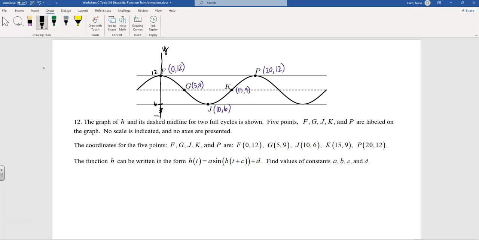I'm going to put the x-axis down here along the bottom. So this is the point 0, 12. This right here is the point 5, 9, so your y-coordinate is 9 and this is 5. This point has an x-coordinate of 10 and your y-coordinate is 6. Right here we got 15 and 9. And right here we have 20 and 12.